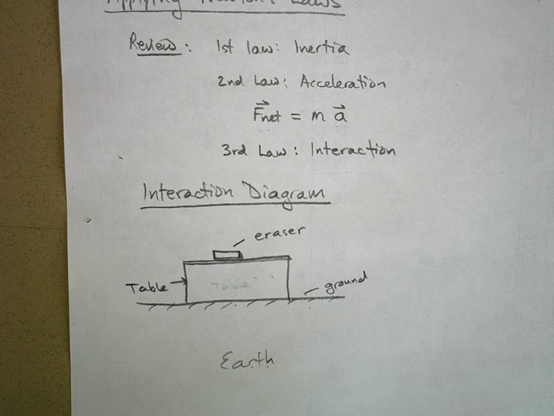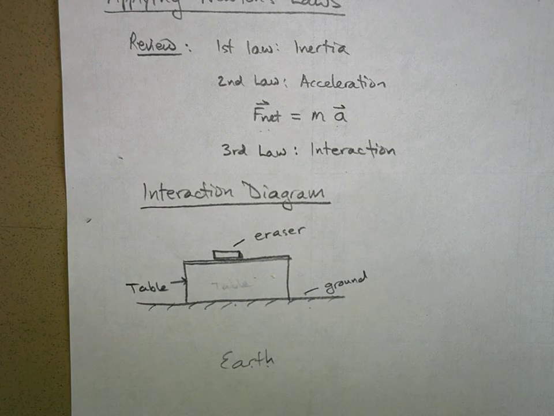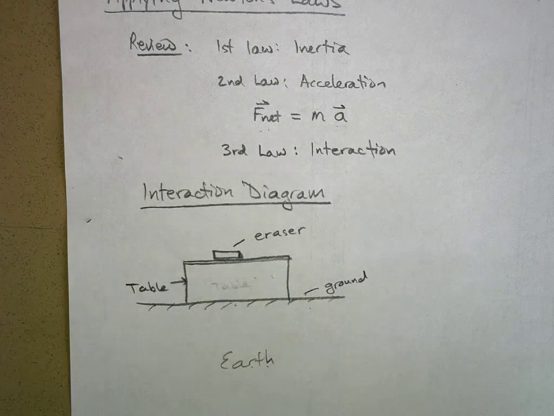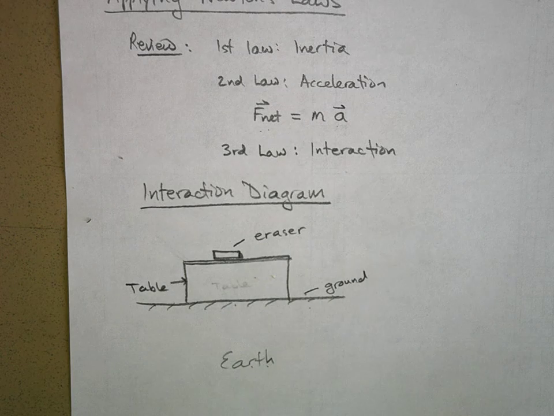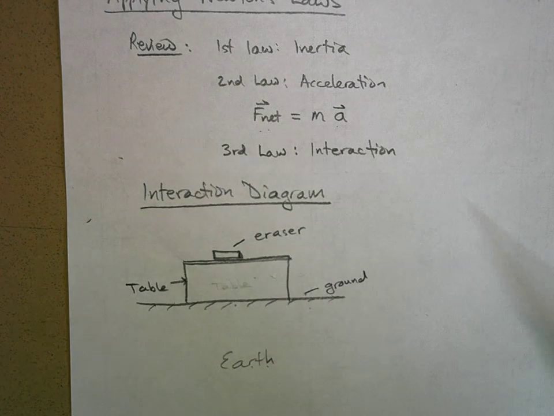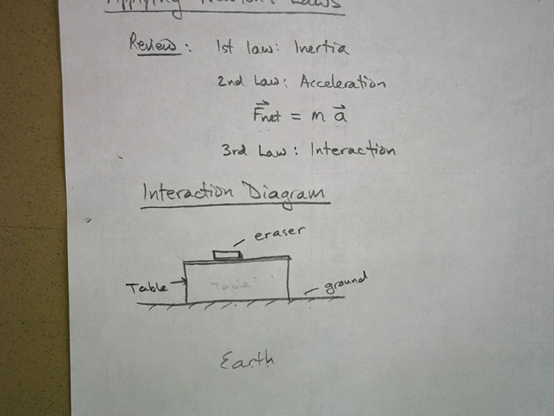Now, there are forces, there are pushes and pulls acting between all of these objects. And what we want to do is draw what's called an interaction diagram. And then from the interaction diagram, we're going to draw the most important picture, called the free body diagram. And then that free body diagram, using Newton's second law, is going to let us solve all kinds of problems. So this is really cool. This is an extremely powerful thing you're going to learn today.